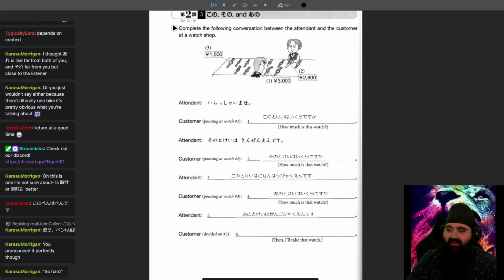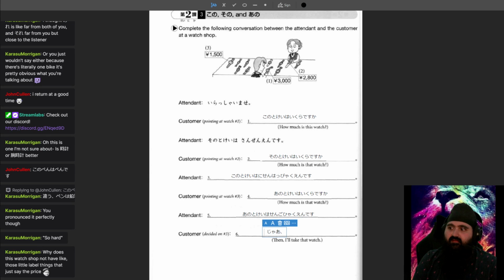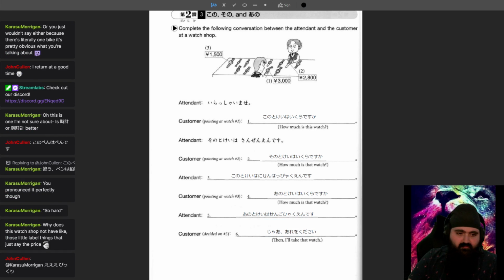Decided on number 3 after asking about all 3. He's like, okay. Ja, are o kudasai. Are o kudasai. Okay, sorry. You pronounce it perfectly though.